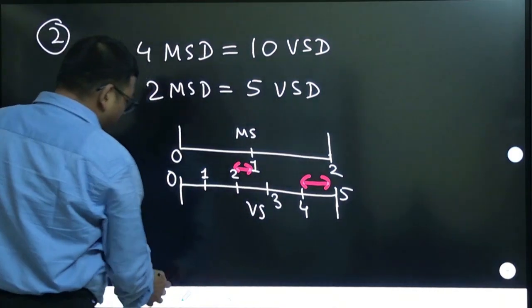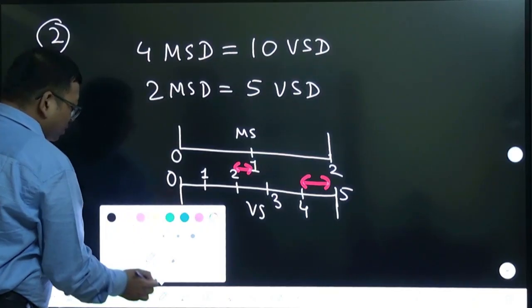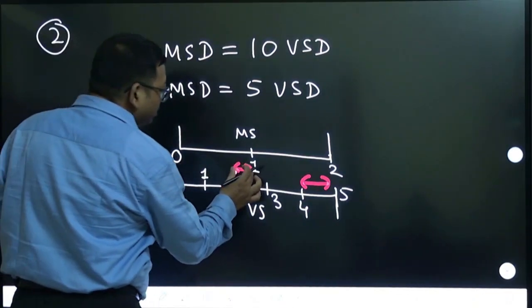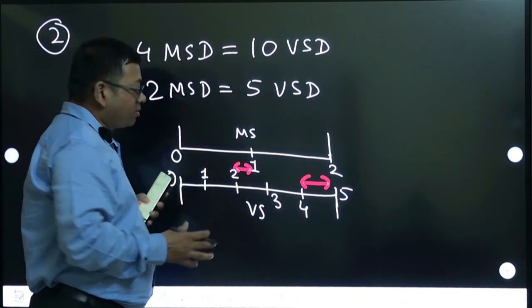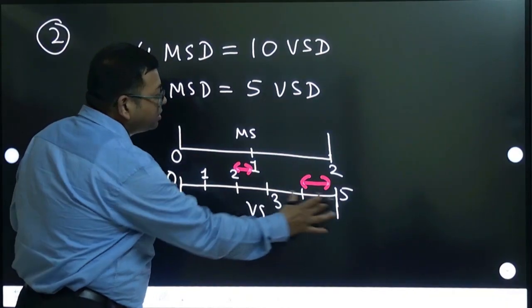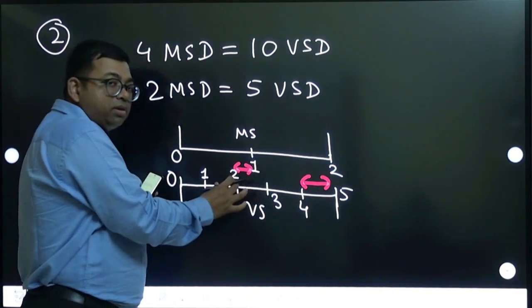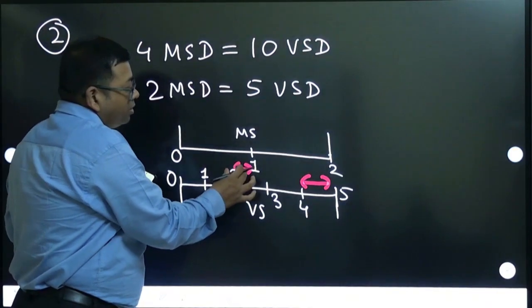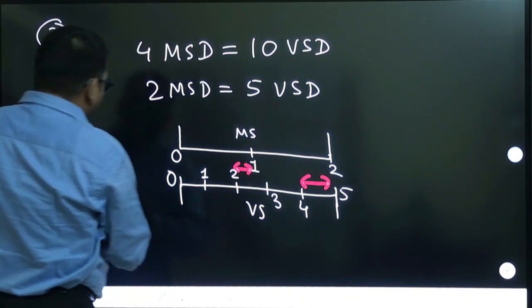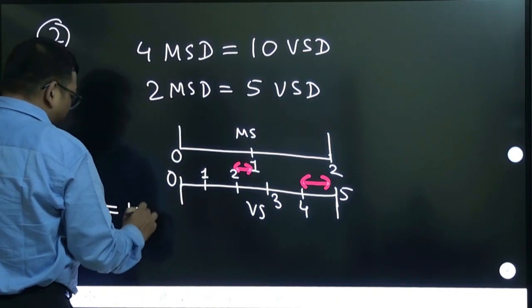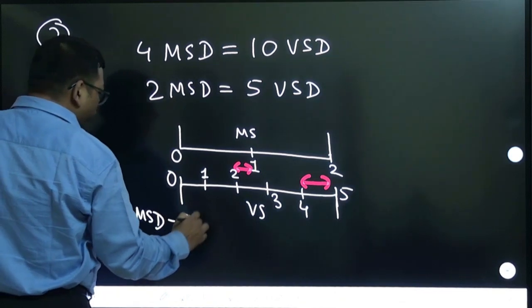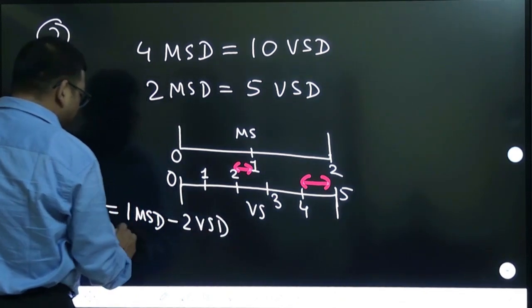So try to find out what is the minimum division. That means the difference between this and this, and whichever difference is minimum, that is the least count. And definitely you can understand the gap is increasing. So here the gap is minimum. What is that minimum gap? That minimum gap is the least count. So that means 1 MSD minus 2 VSD. This is what the least count is here.